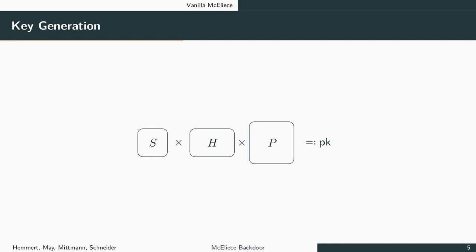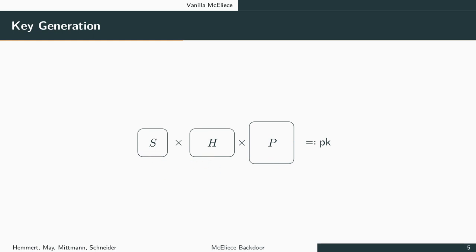So, in the vanilla McEliece key generation, we start by generating some code with its parity check matrix H. We then choose a random non-singular matrix S and a permutation P and compute the public key as S times H times P, while the secret key consists of all those chosen values separately.